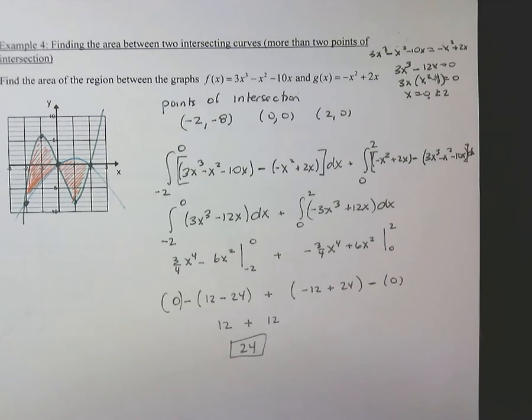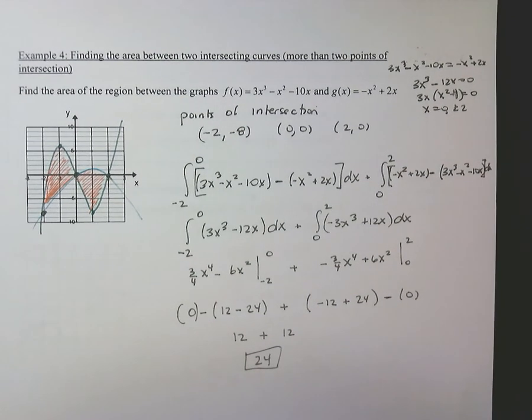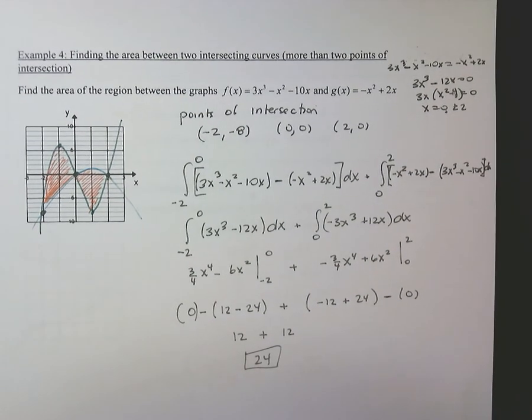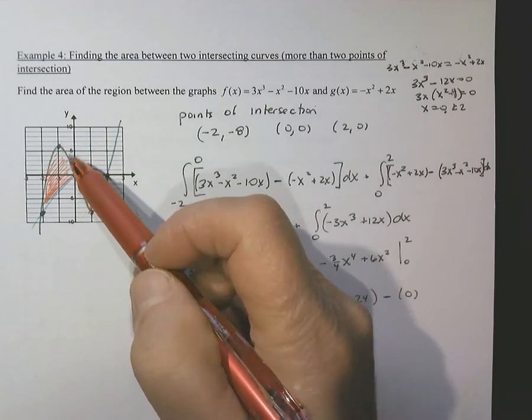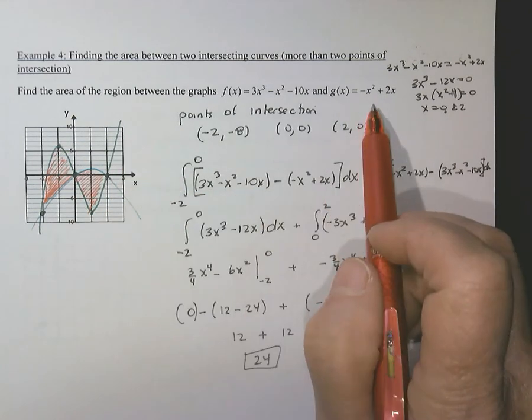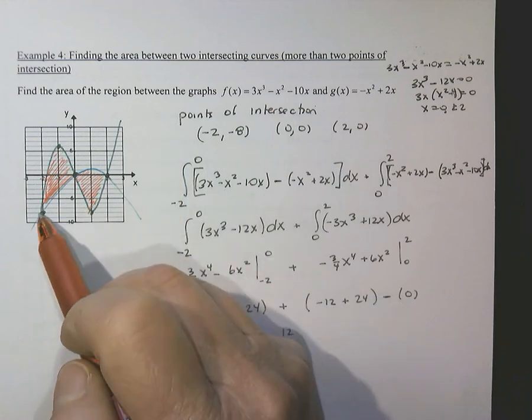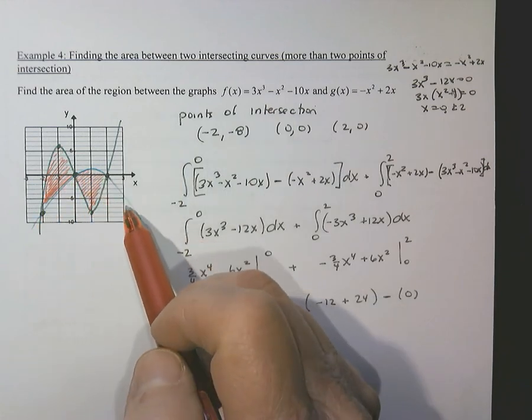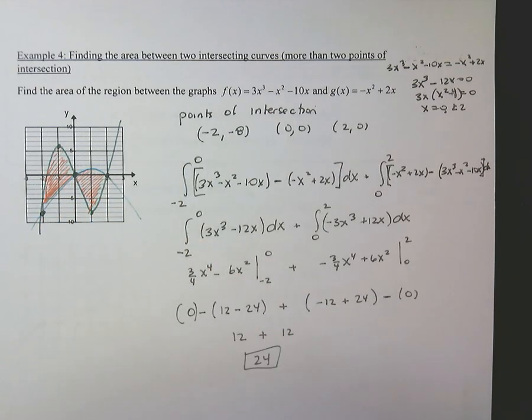This next one is more complicated. And the reason it's more complicated is I have a cubic function, which is the green one. I have this quadratic function, which is this blue one. And graphing these ones can get a little bit more complicated. You could do this on a calculator more than likely.